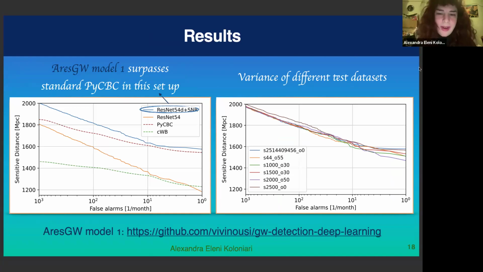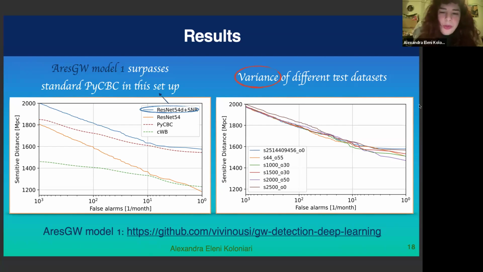We also do provide the variance in different test datasets because, as I forgot to mention before, all the datasets used for the challenge were 1 month in duration, and that is a very small duration in order to be able to say that you have a robust result. So that's why we did include this variance, and as we can see here, ResGW model 1 is pretty robust because we notice that there is a very small variance here. And for those that are interested, you can find ResGW model 1 here, and you can do your own tests.